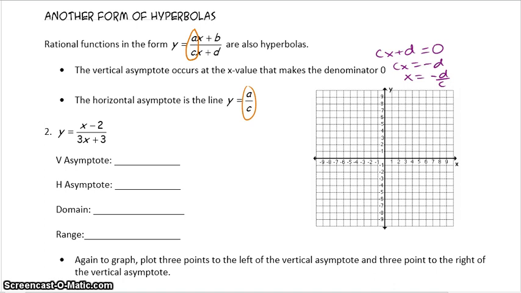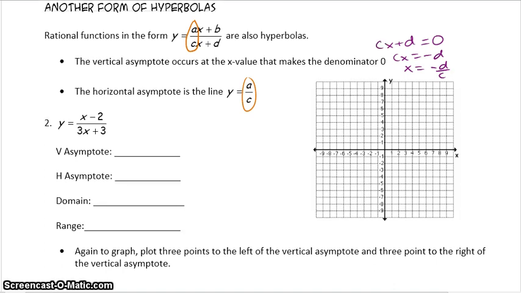Alright, so if we are looking at number 2, this equation x minus 2 over 3x plus 3, looking for a vertical asymptote, remember that occurs at the x value that makes the denominator 0. So we set our denominator equal to 0, so we'll have 3x plus 3 equals 0. Subtract our 3 over, 3x equals negative 3. That'll give us an x value of negative 1.